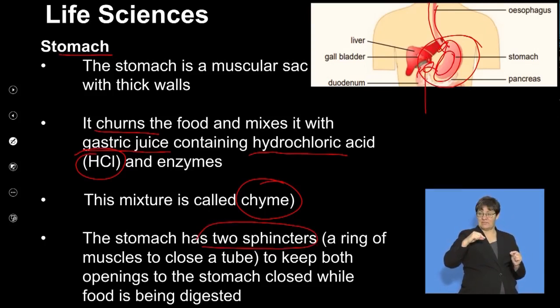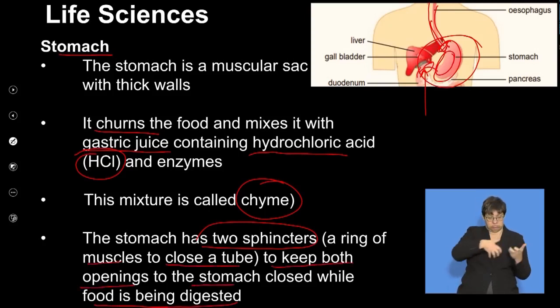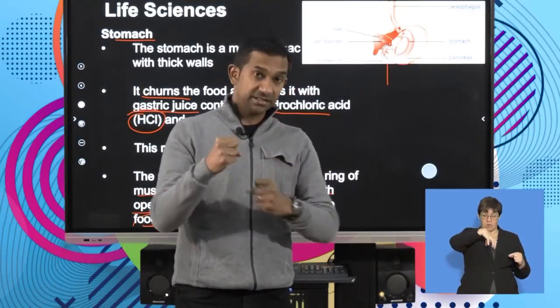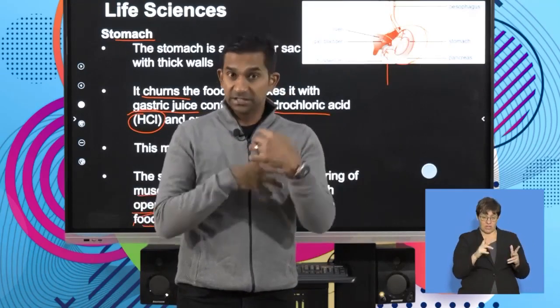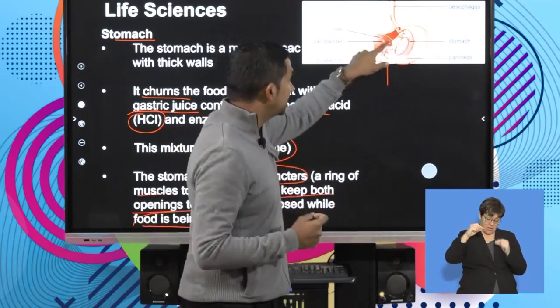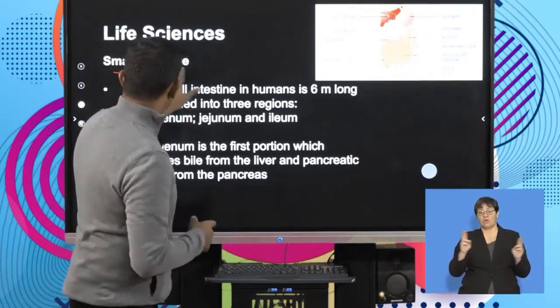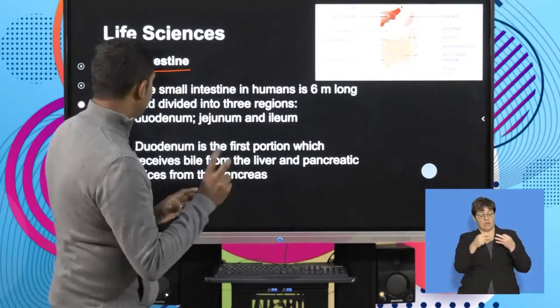The stomach has two sphincters or valves, as I said. These are pointed out here at the opening between the stomach and the duodenum, as well as the opening between the esophagus and the stomach. And these muscles basically close and keep both the openings to the stomach closed when food is being digested. So essentially it allows for food to enter into this muscular organ, and it closes up and it contains the food for a little while until that churning and mixing occurs, and then it allows for the food to move through.